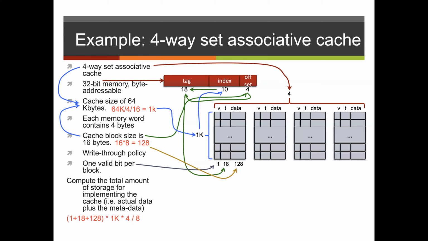And so if we were to compute the total amount of storage that we need, we're going to sum up the value required for each entry, 1 plus 18 plus 128. We're going to multiply that by the size of our cache times 4 divided by 8. So it's going to give us 75,264 bytes to be the total amount of storage that we need in order to implement our cache.